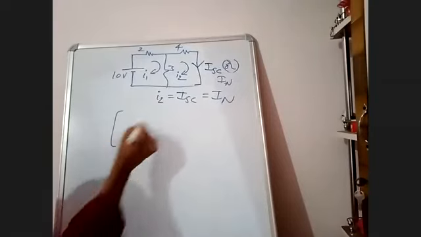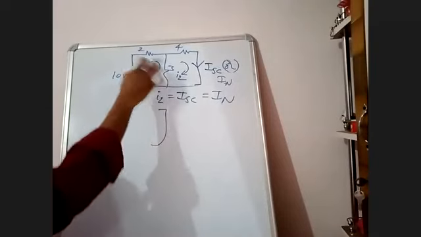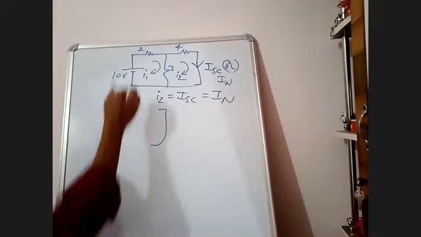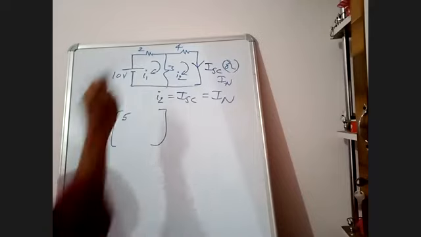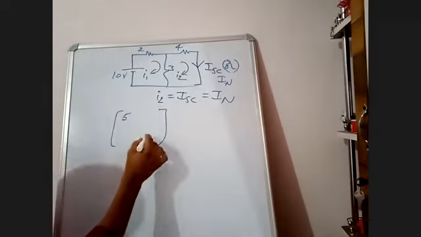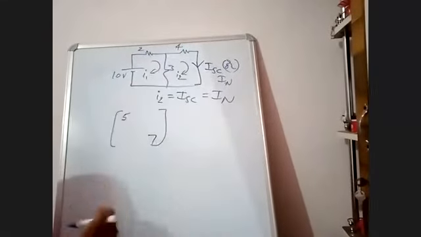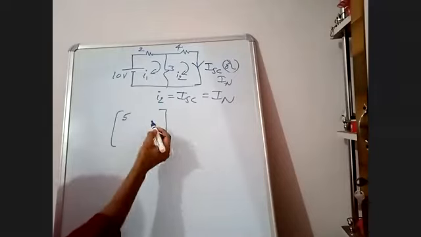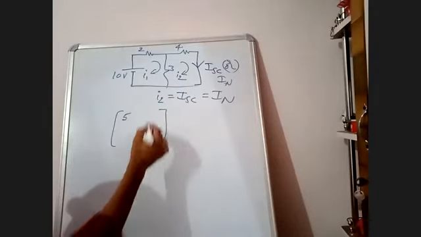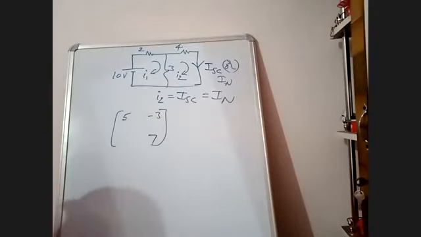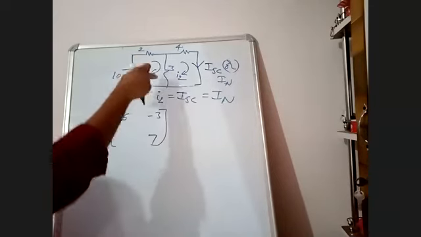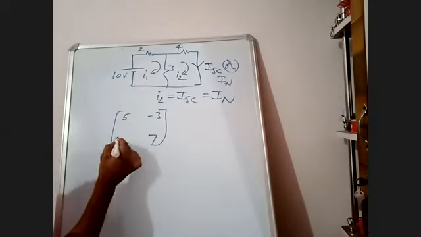Apply the mesh analysis. 2 plus 3, 5: sum of all resistances in the first loop. 3 plus 4, 7: sum of all resistances in the second loop. What is the common element? 3 ohms. Minus 3, since current I1 is in the downward direction and I2 is in the upward direction.